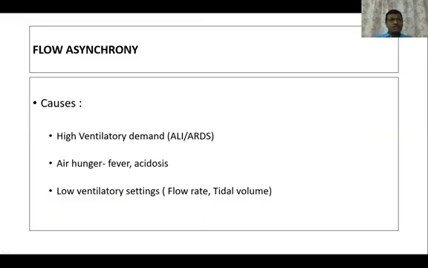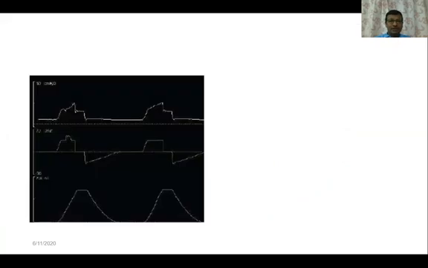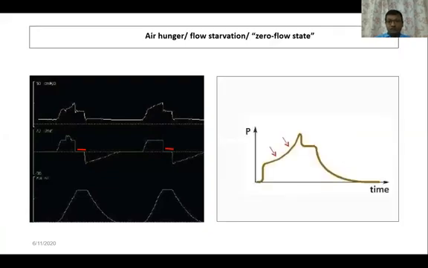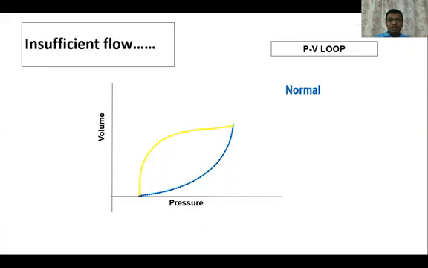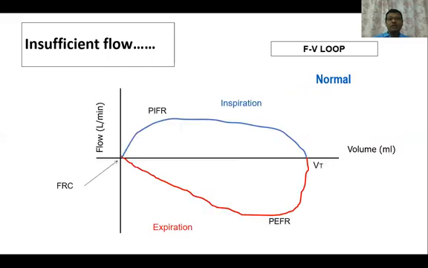Now, flow asynchrony can be because of many causes such as air hunger or low settings on the ventilator. If you look at these scalars, in a flow scalar, you can see there is an inspiratory pause or zero flow. That's called zero flow state or flow starvation. And on a pressure waveform, you will see dipping of the inspiratory portion. Whereas flow starvation on a PV loop, you'll see dipping or cusping of the inspiratory portion. Similarly, on a flow volume loop, you will see dipping of the inspiratory portion.